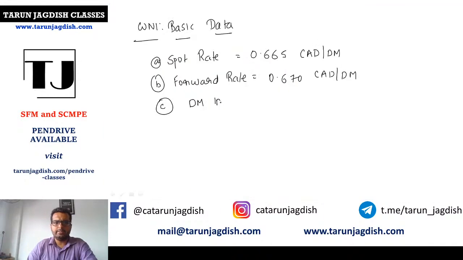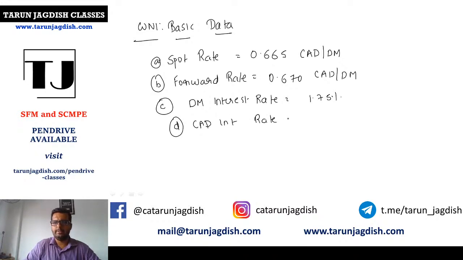Now, DM interest rate is told as 7% per annum. We have to convert that into 3 months. Okay, so 7 into 3 by 12, we'll get the answer as 1.75%. And we also have the CAD interest rate that is turning out to be 9 into 3 by 12. We'll get the answer as 2.25%. Can you please write down till here in your books now?